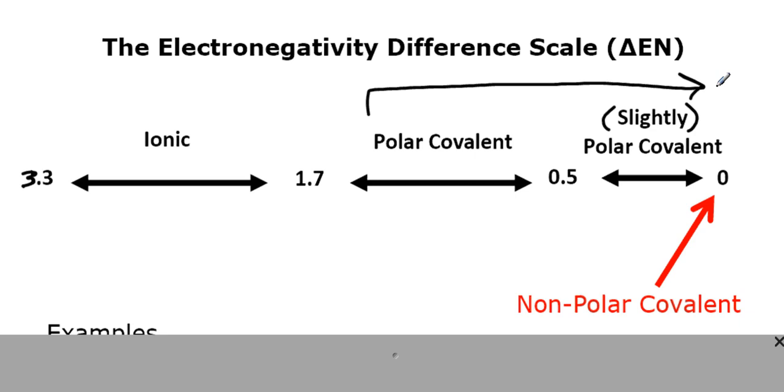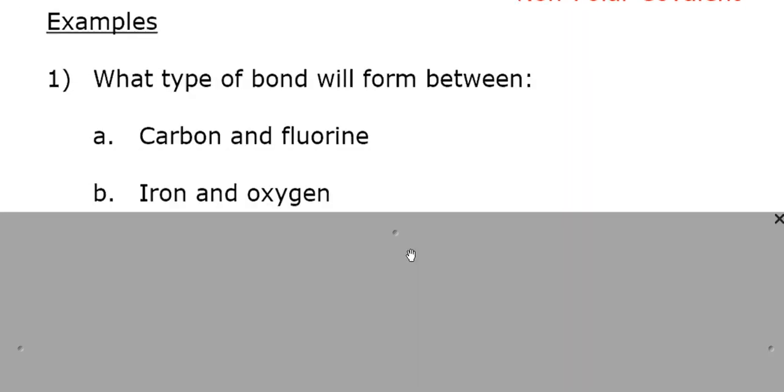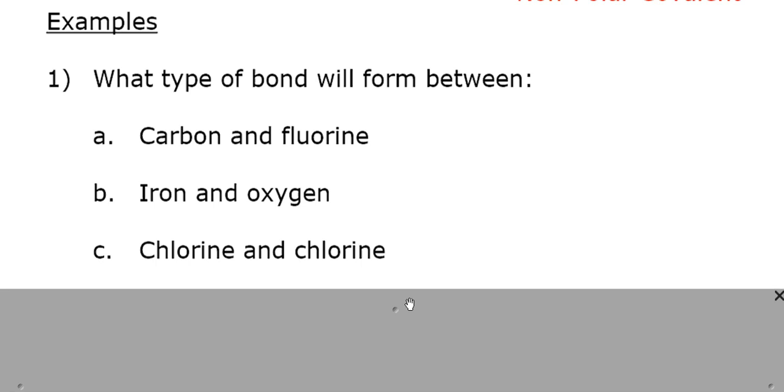So let's try out a couple of examples to see if you can figure out what type of bond might form. So first example, what type of bond will form between these 3 atoms? So you should pause your video and see if you can figure out what type of bond you'll have between carbon and fluorine, iron and oxygen, and chlorine and chlorine. And you want to use your electronegativity values from the periodic table. So take a minute, pause it, and when you're ready to check, we'll keep going through the answer together.